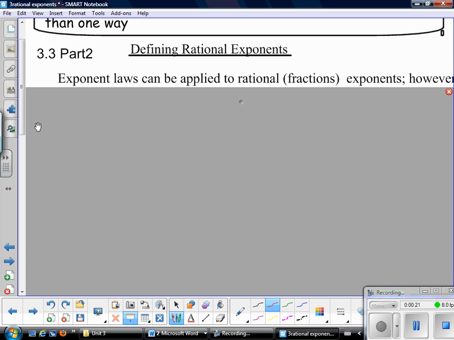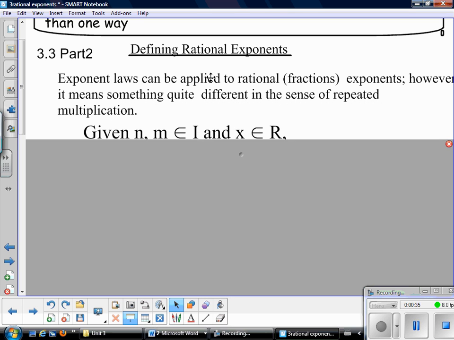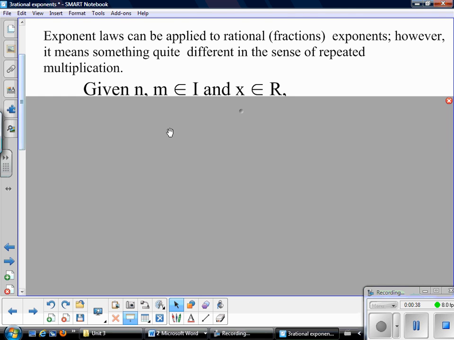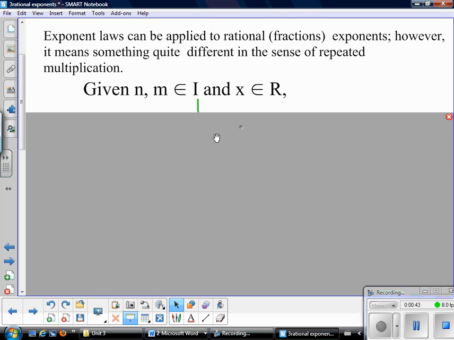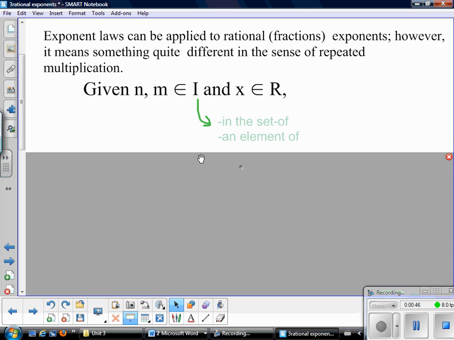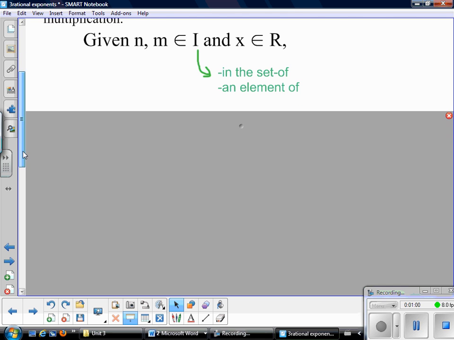Now, first of all, exponents can be applied to rational exponents. Okay, in other words, fractions as exponents. However, it means something quite different in the sense of repeated multiplication. So for instance, given n and m, which are in the set of integers, and x is a real number. So you maybe remember the symbol for 'is an element of,' and in this case, integers. Now, some textbooks will use the letter Z for integers. They both mean the same thing. Okay, so we have integers.